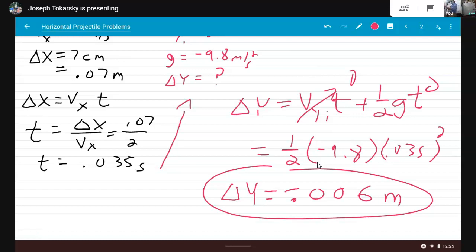You'll get some more mixed in a couple days, but they all tend to be like these ones. You got to find t first, even though they don't ask you for it, and plug it into the right side of whatever's missing to answer whatever's being asked. Any questions there? All right.